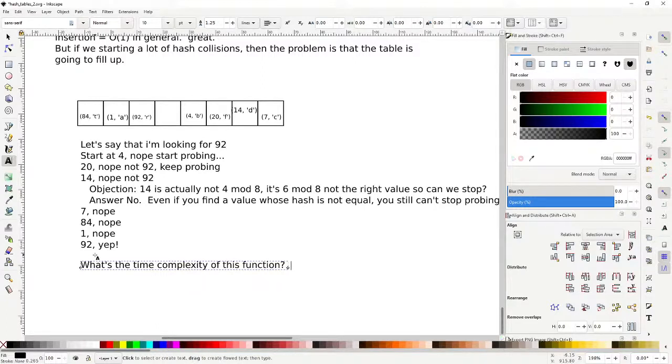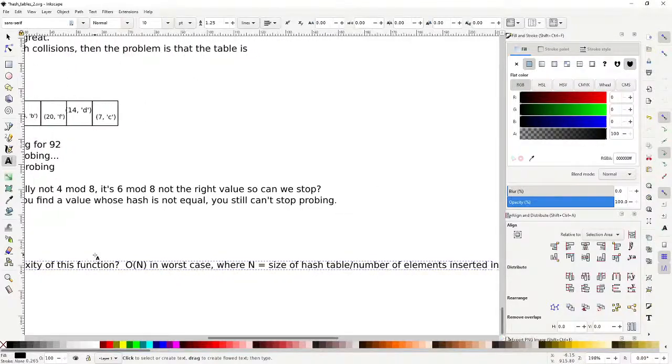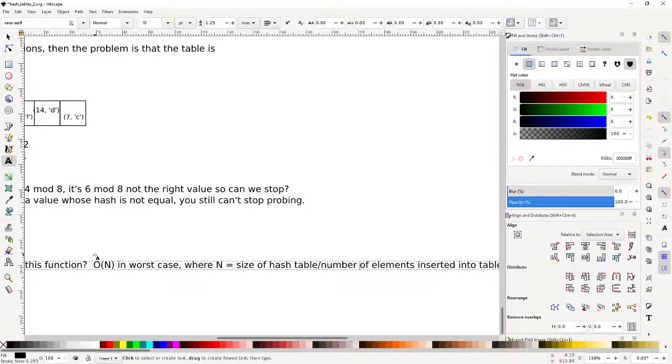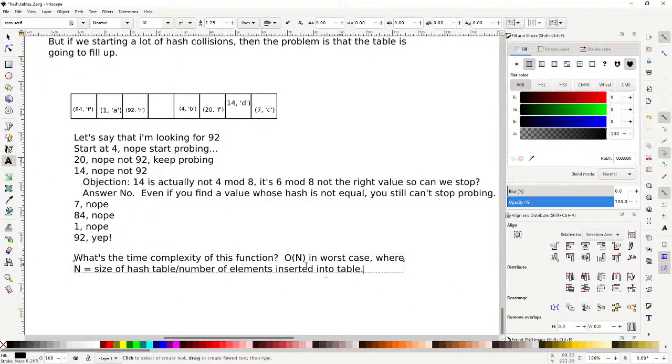Right, and the answer is that if there's a lot of bad probing going on in terms of insertions and finds, the answer is actually O of n in the worst case, where n is equal to either the size of the hash table or the number of elements inserted into the table. And the reason why we don't really care which one it is is that as n gets close to the size of the hash table, O of s is equal to O of n, so we don't really care.